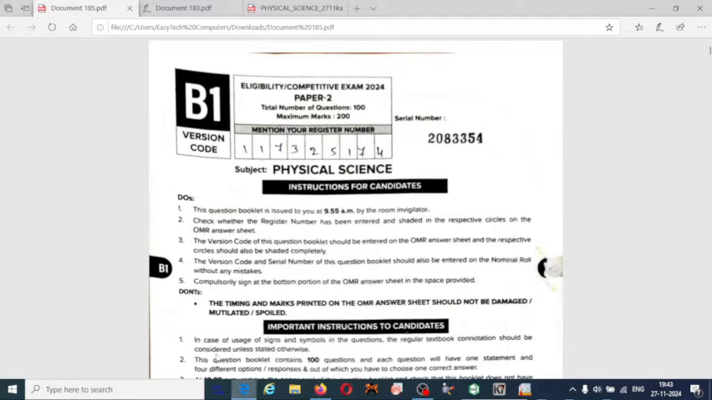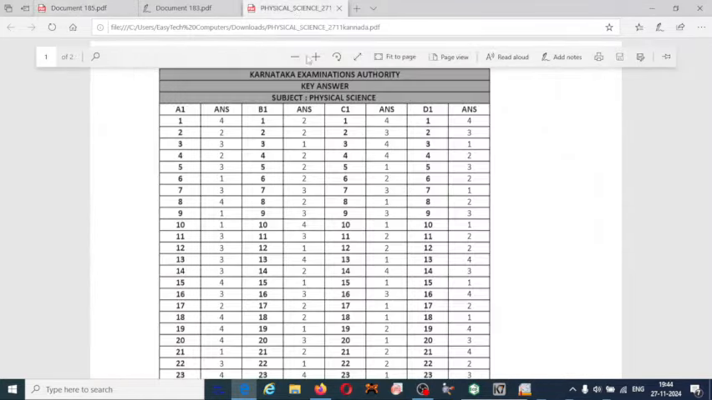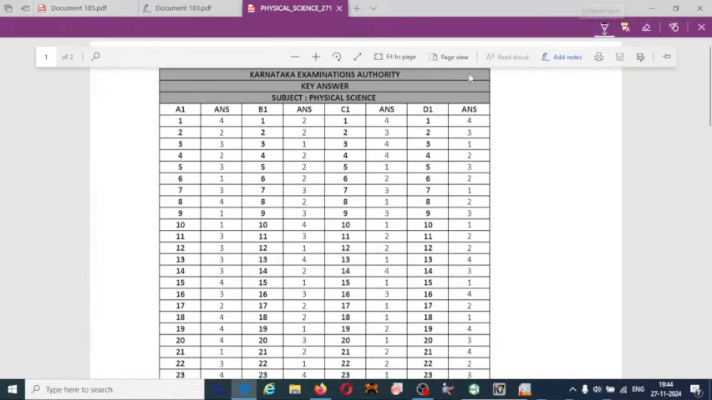In the previous video I explained a few of the questions. So today I am going to do the complete analysis of the physical science paper. Here is the answer key for physical science as they have informed, uploaded today on the website. So you can download this answer key.